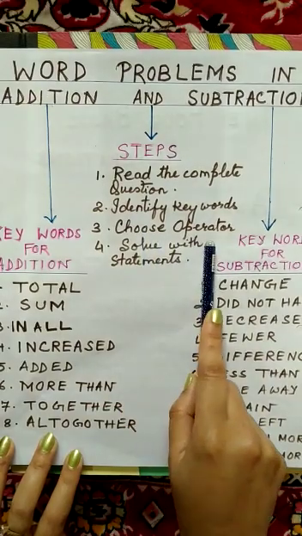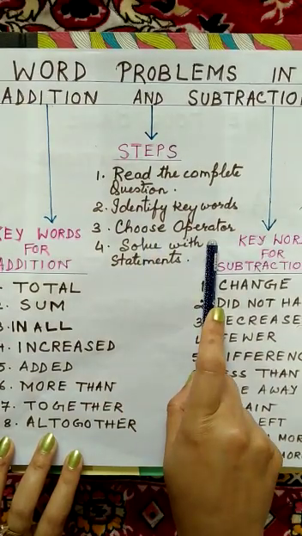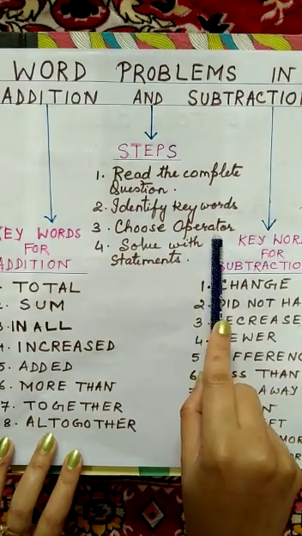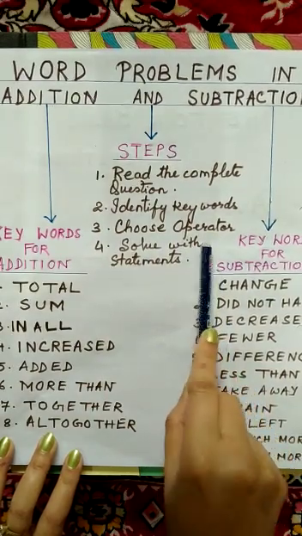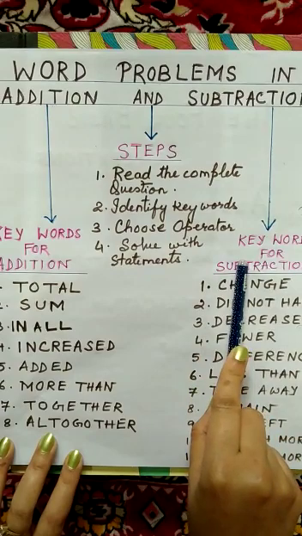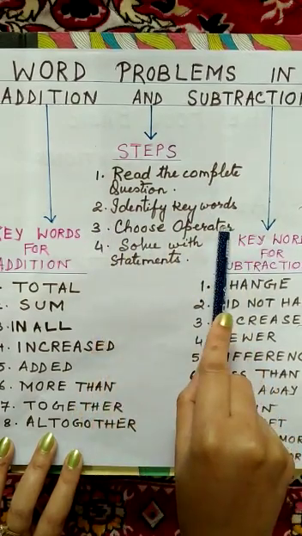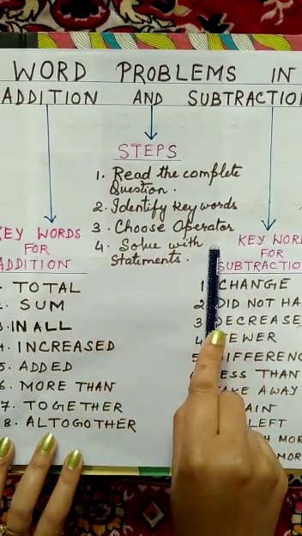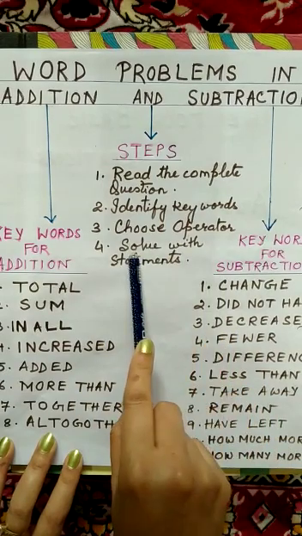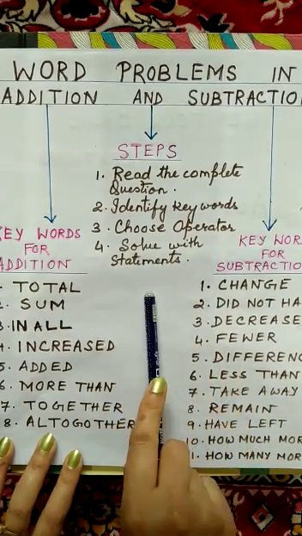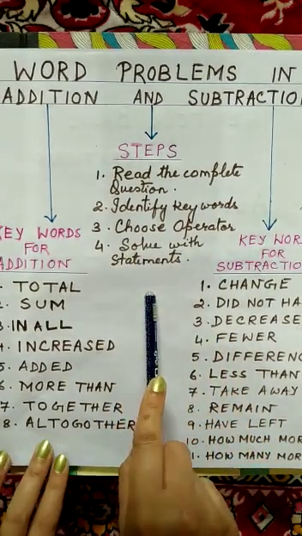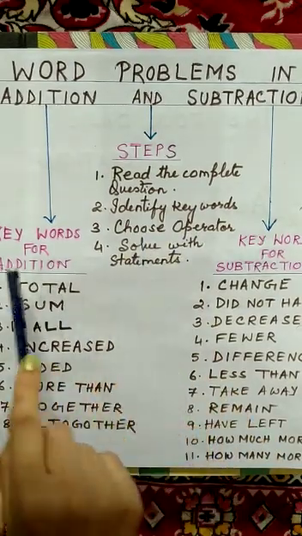Then choose the operator. Now, what do you mean by operator? Operator means plus, minus, multiplication or division. So that is the operator. After deciding the operator, you solve the sum with statements. Now let us see what are the keywords.